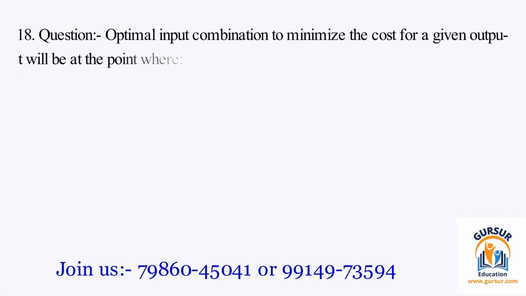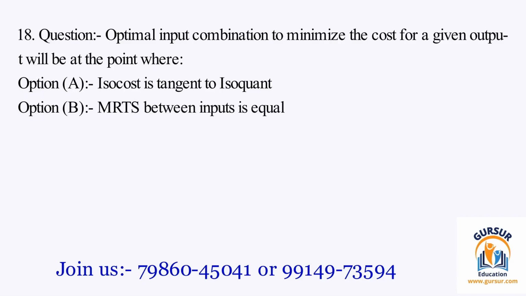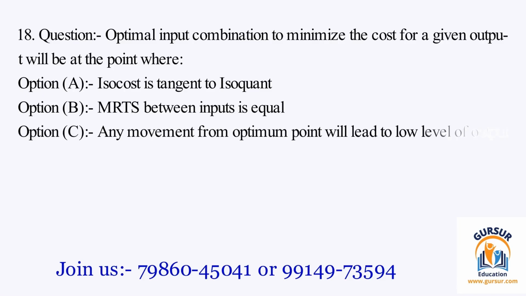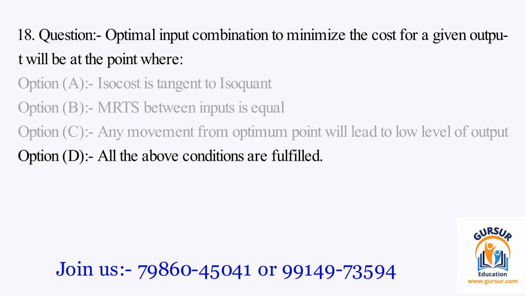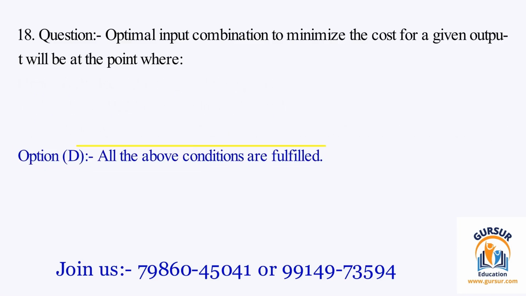Question number 18. Optimal input combination to minimize the cost for a given output will be at the point where: option A, isocost is tangent to isoquant; option B, MRTS between inputs is equal; option C, any movement from optimum point will lead to a lower level of output; option D, all the above conditions are fulfilled. The right answer of the question is option D, and that is all the above conditions are fulfilled.